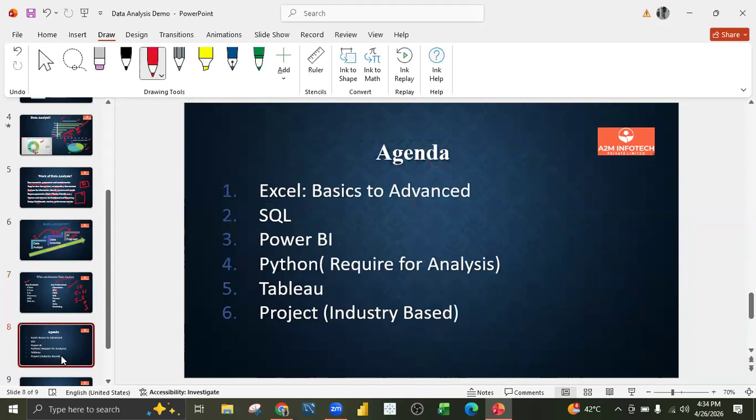Now what all things will we be covering in this? Starting with Excel, we'll start with the Excel part. Excel will take hardly 10 to 12 days, not 15, 10 to 12 days.